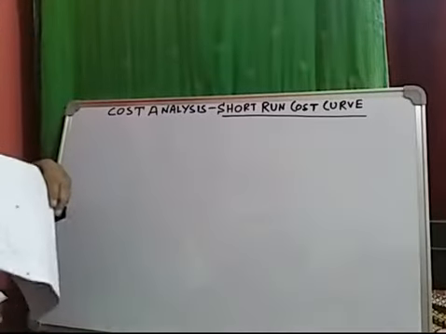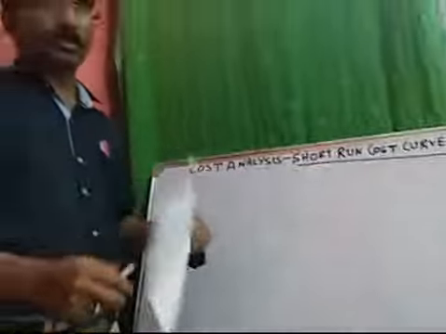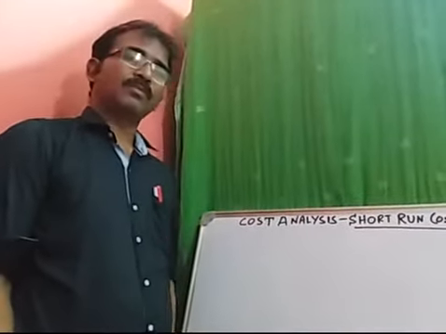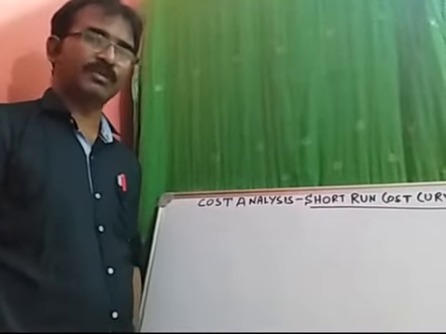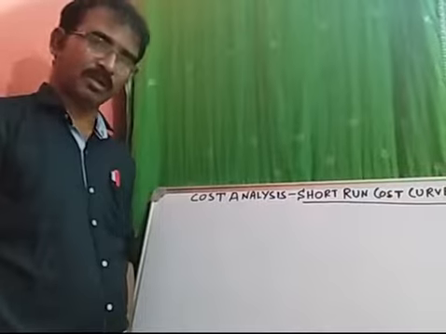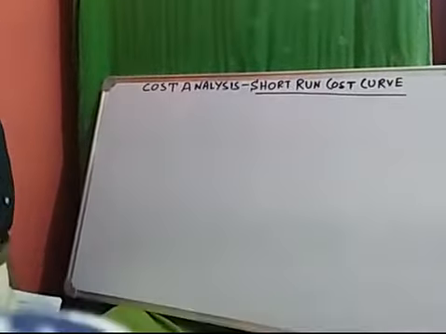About the cost analysis short run cost curve. In the last video I discussed the concepts of TC, TFC, TVC, AC, AFC, AVC and the marginal cost curve. Today you see on the board how you can draw the curve.